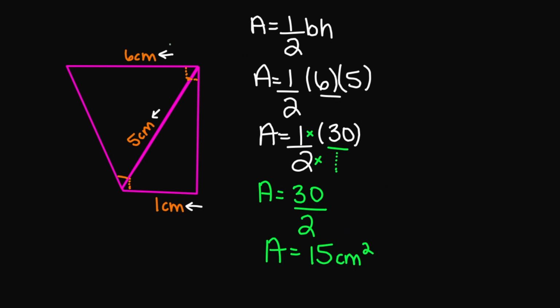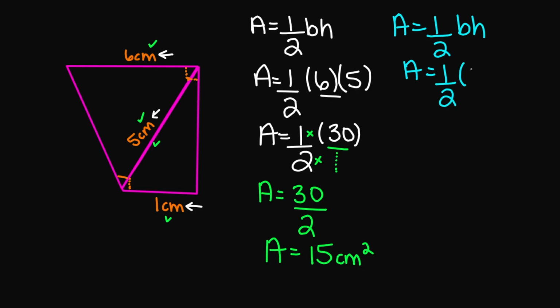Now we found the area for this triangle with this base and this height. Now we're going to find the area for this base and this height as well. So I'm going to come over here. We have A equals 1/2 base times height. A equals 1/2. Our base for the second triangle is going to be 1, and then our height again is going to be 5.